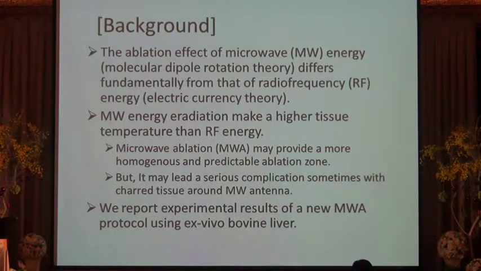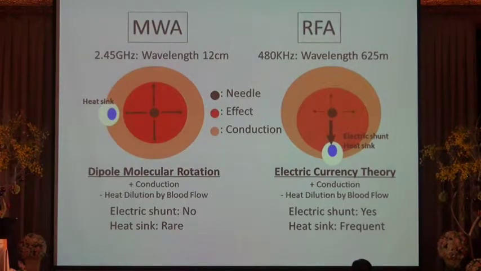So we report experimental results of a new intermittent microwave irradiation. I have already explained the difference between microwave ablation and radio frequency ablation. Near the microwave antenna, the microwave effect goes directly to the tissue, so the heat sink effect is very strong.